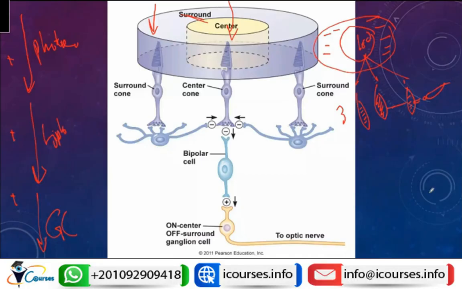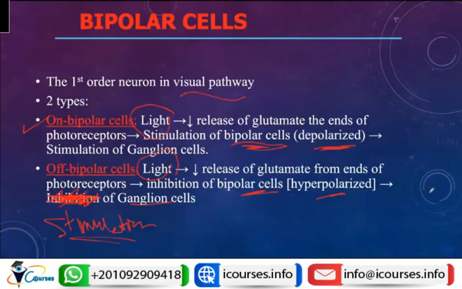We just need to know the mechanism of the on cells and off cells. That's what concerns us in physiology, to understand that there are on cells and off cells, where depolarization will cause stimulation in the bipolar cells, while hyperpolarization causes inhibition.